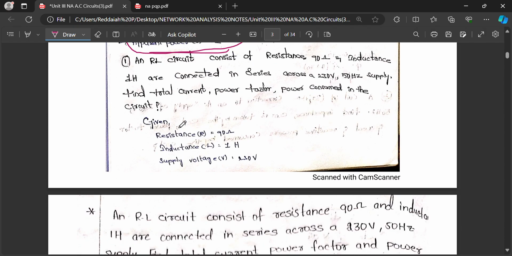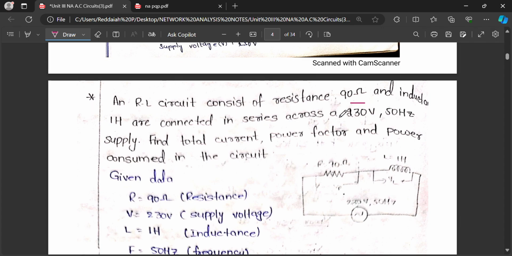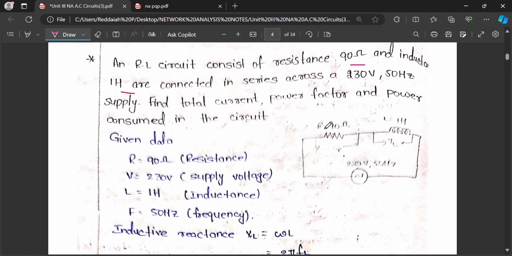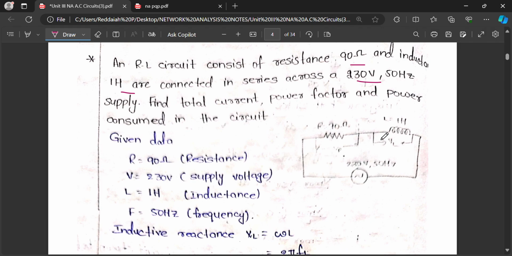Now a simple problem. An RL circuit consists of resistor 90 ohm, inductance L equal to 1 Henry connected in series across 230 volts, 50 hertz supply. Then find the total current, power factor, and power consumed in the circuit. Now draw the circuit first. According to the given data, draw the circuit: 90 ohm is R, 1 Henry is L, and supply voltage is 230 volts, 50 hertz.